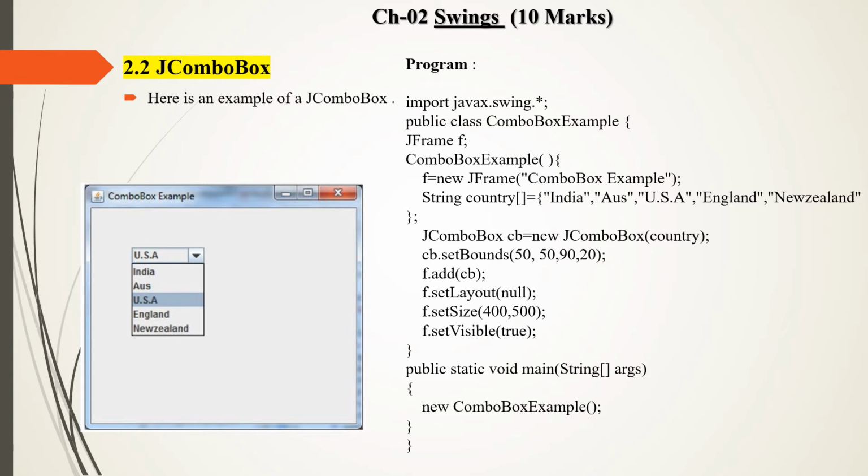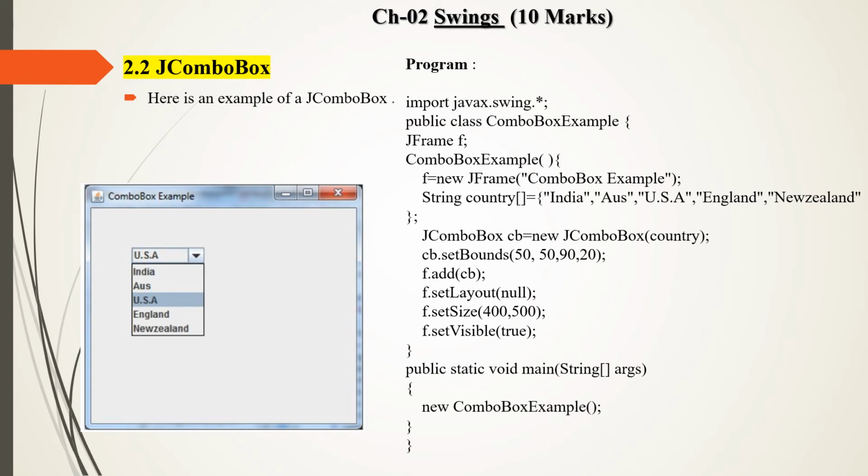One frame is displayed with the title Combo Box Example. So the title is displayed here, Combo Box Example, and one JComboBox is created. A JComboBox is simply the combination of a text field and a drop-down list. The text field is displayed and the drop-down list is displayed.